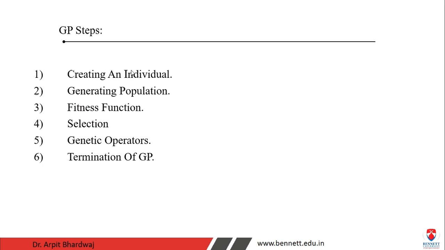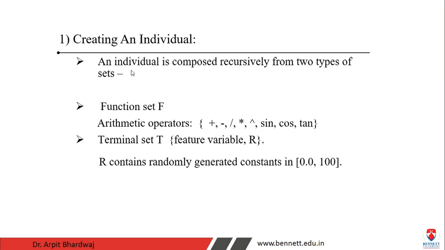Following are the genetic programming steps required to generate the best classifier for a classification problem. The steps are creating an individual, generating a population, fitness function, selection, genetic operators, termination of GP. Now let's see each step of the genetic programming life cycle in detail. The first step is creating an individual.